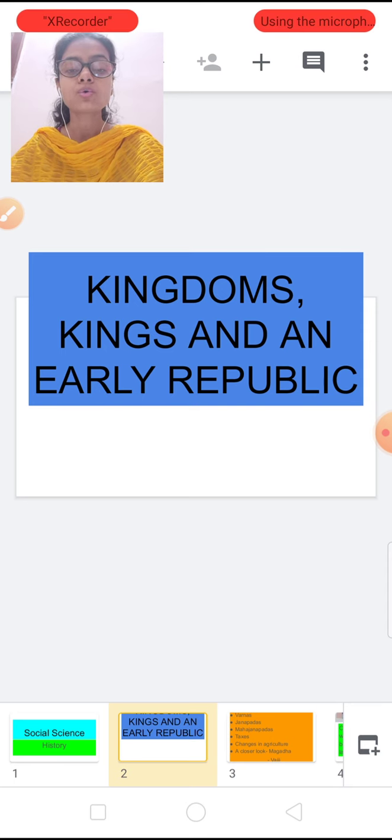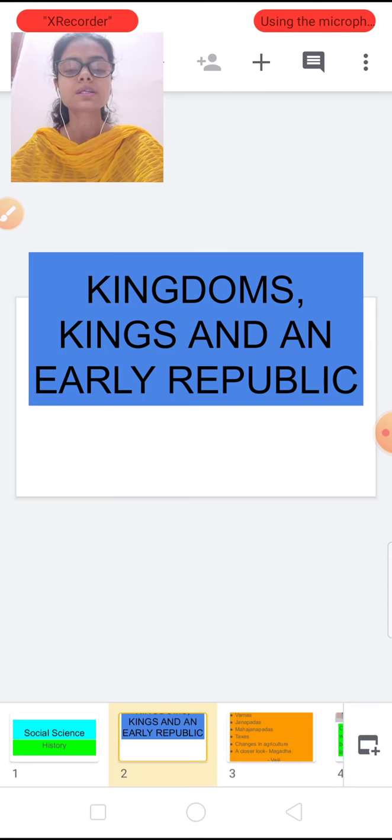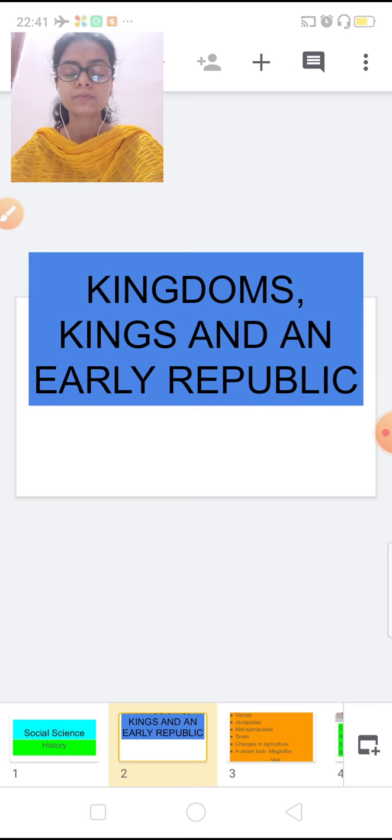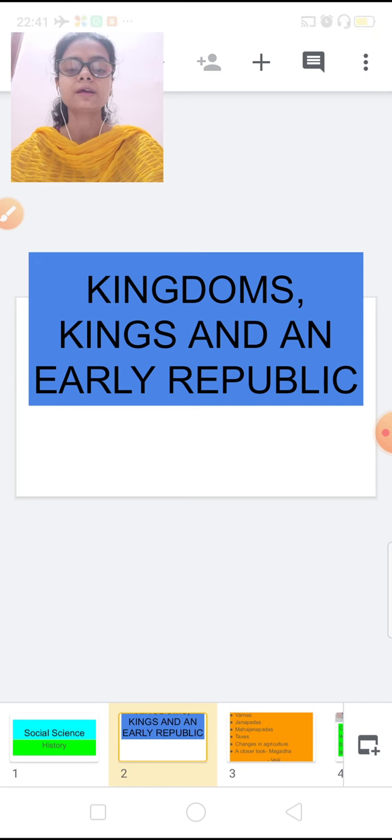But in the old version of NCERT, this is chapter number 6, Kingdoms, Kings and Early Republic. So don't be confused with the chapter number, just go with the chapter name. Today's chapter name is Kingdoms, Kings and an Early Republic.